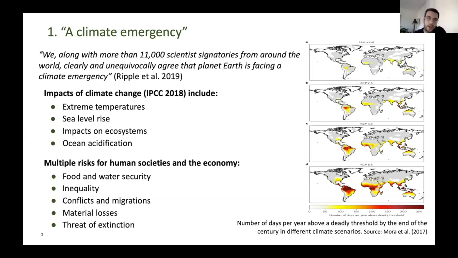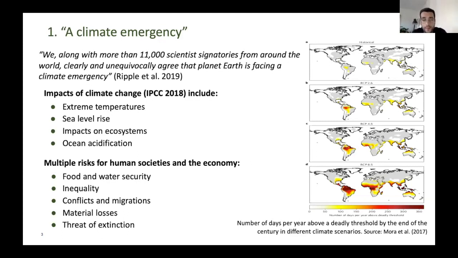So that's, for instance, a quote from more than 11,000 scientists who say, and I quote, that planet Earth is facing a climate emergency. And if you look at the reports from the IPCC, the Intergovernmental Panel on Climate Change, you have all these impacts of climate change, such as increasing extreme temperature, sea level rise, impacts on ecosystems, and so on, that can have multiple types of impact on human systems and therefore on socioeconomic systems. So there is a lot of concern, as you can see on the map on the right, about many places in the world that could become basically too hot to be inhabitable by the end of the century.